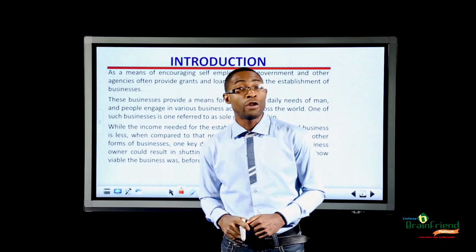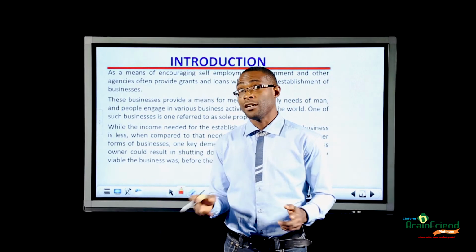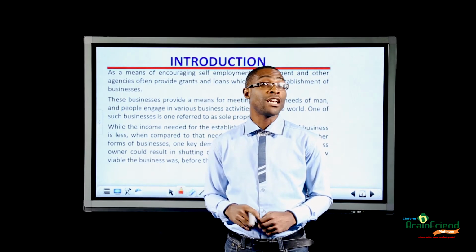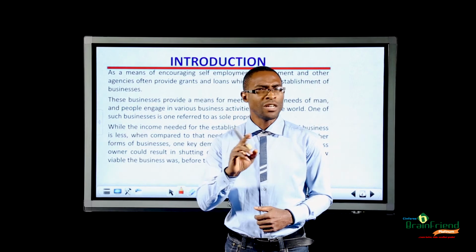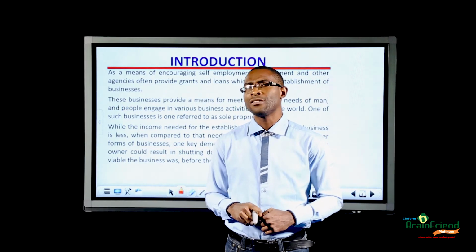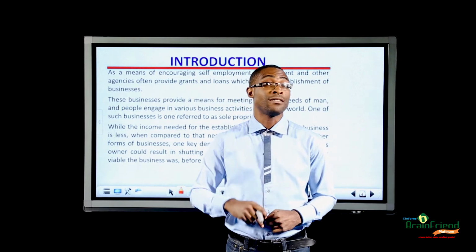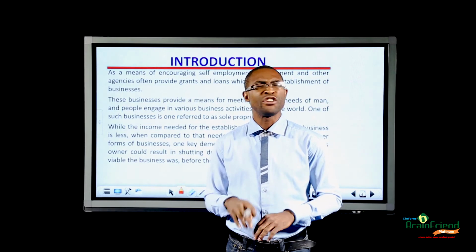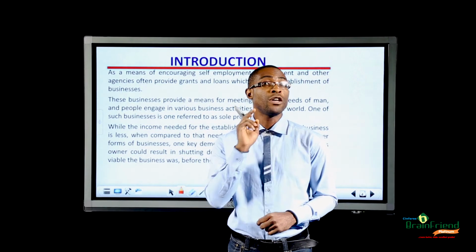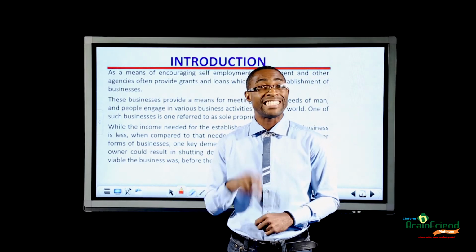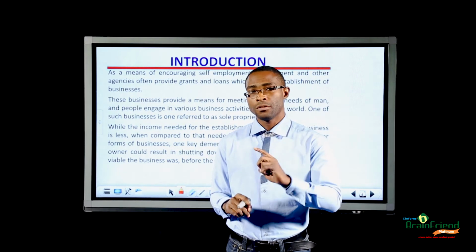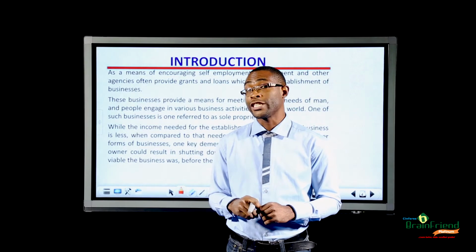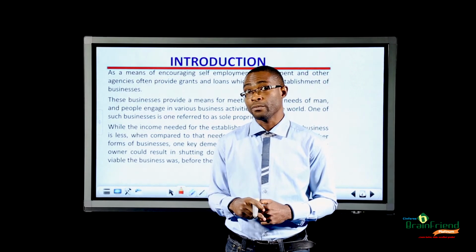In a bid to encourage self-development and self-employment, government and other agencies usually do provide loans and grants. One of the businesses that enjoys these loans and grants is one known as sole proprietorship. Although this form of business has numerous advantages, one of its demerits is that the death of the sole proprietor may actually lead to the shutting down or closure of this business enterprise.